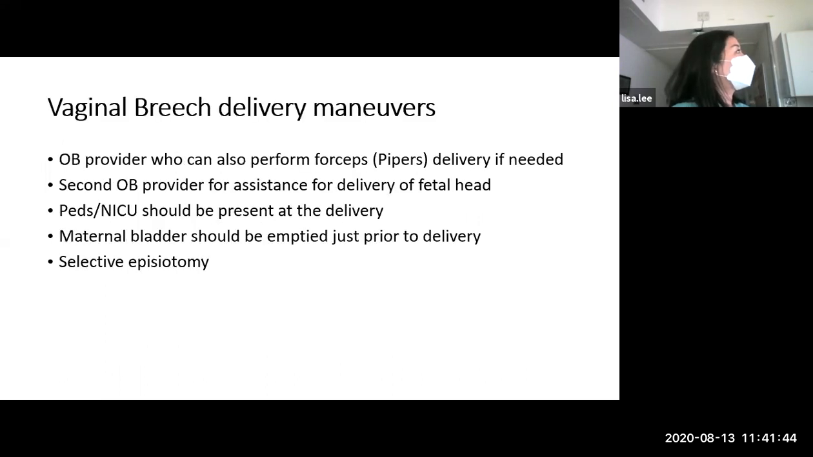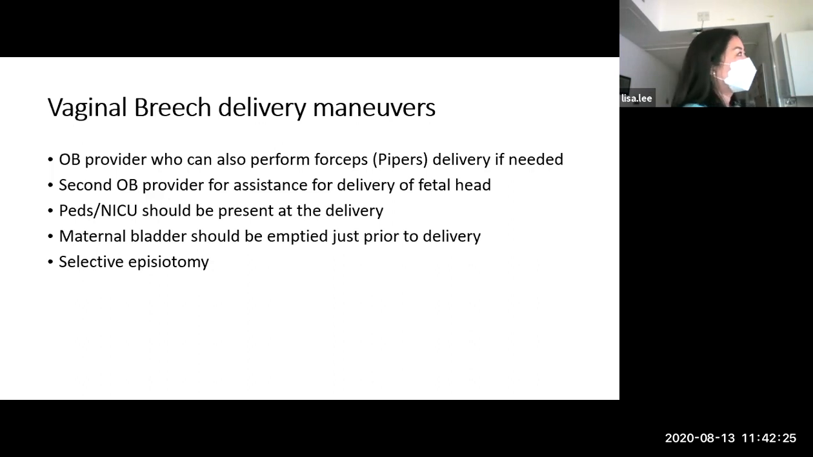Okay. So breech delivery maneuvers. It's going to be very similar, whether it's vaginal or C-section in general. So definitely you want a provider who is experienced with doing them, and ideally someone who actually knows how to use Piper forceps. What are the Pipers used for? Breech, the after-coming head, right? Okay. And then you do want a second provider available, right? You're going to need two providers for delivering the head. You need one person to help hold the body and then give pressure to flex the head.